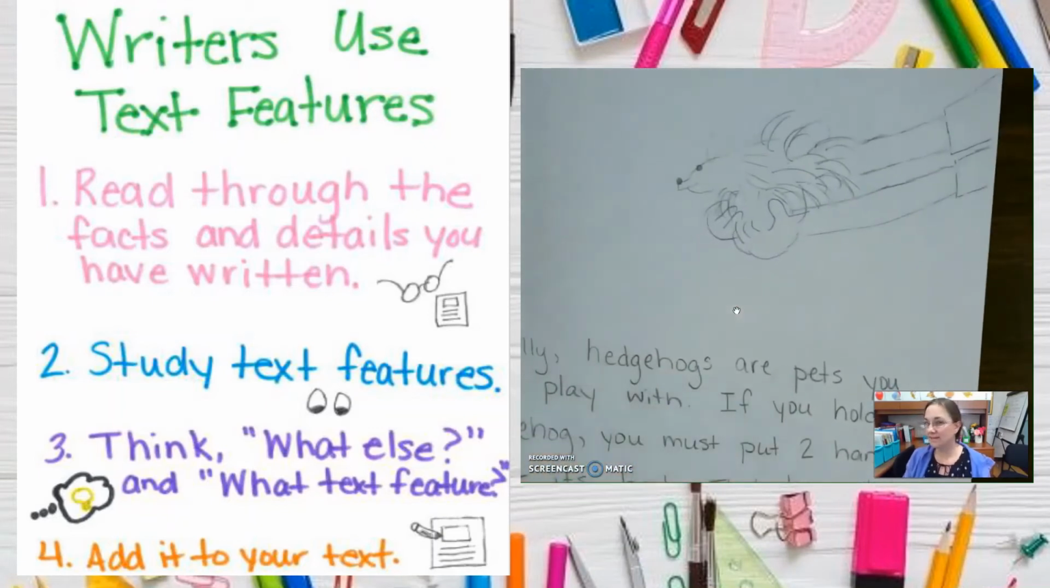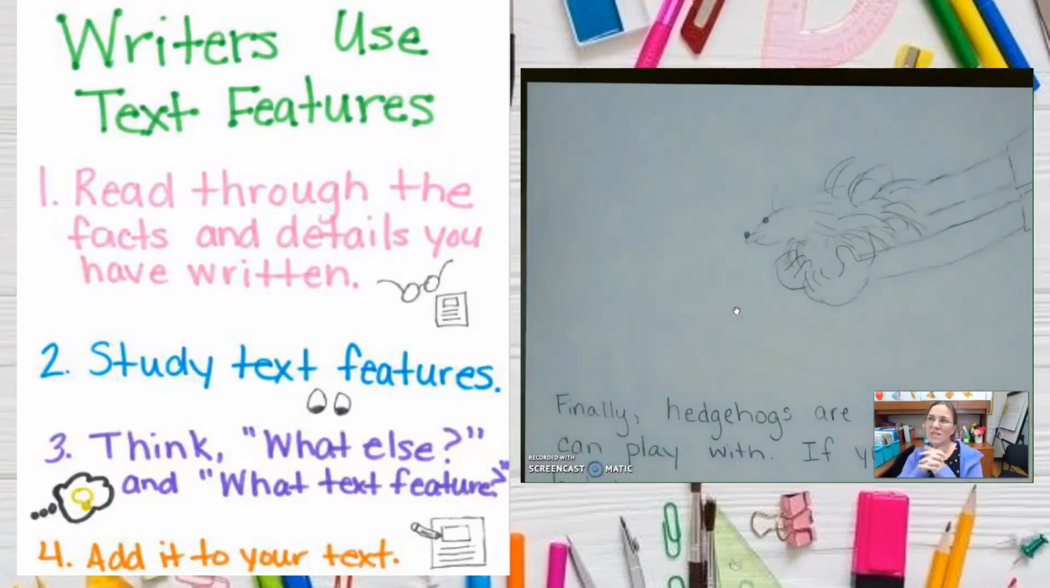So one of the things I didn't tell everyone is that you have to be careful when you hold the hedgehog because its spines can actually poke your hands. And sometimes it helps to wear gloves so that your hands don't get poked. Maybe I could add that into a text feature. So what kind of text feature might be best for me to add? You know, I think I'm going to add a caption. I haven't added any captions yet in my writing, and that would be a great thing to add in a caption. So I'm going to add it to my text like this.